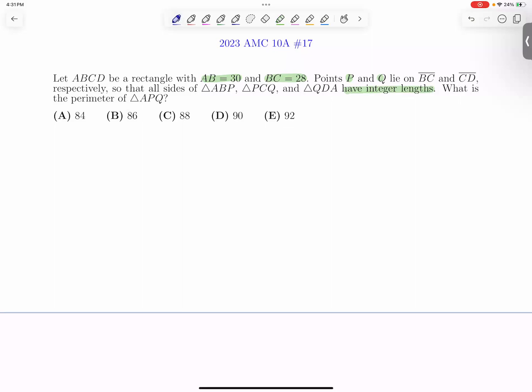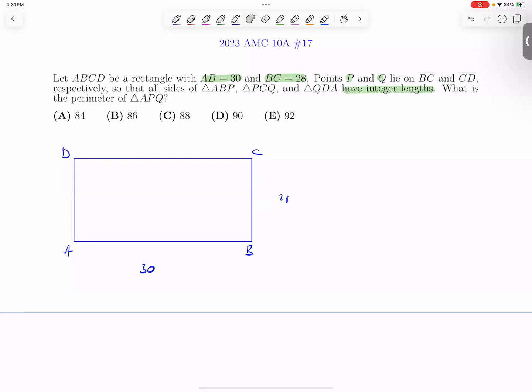Let's draw a rectangle here. We have rectangle ABCD. AB is 30. BC is 28. And we have P and Q lie on BC. Let's say P is here. And let's say Q is here.